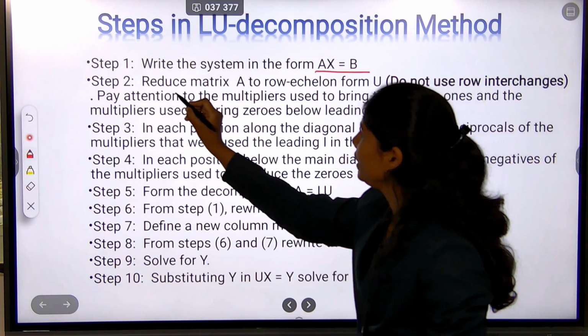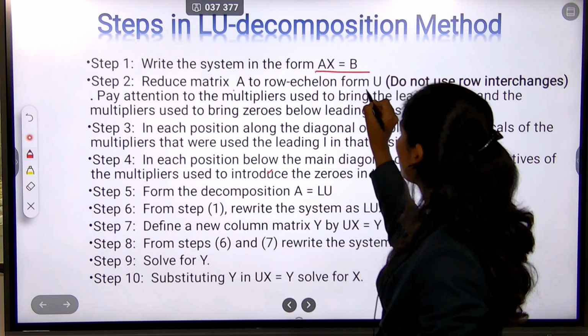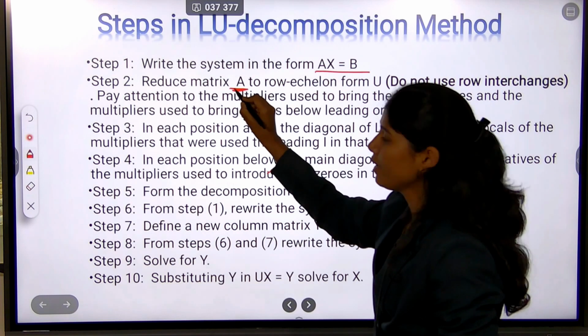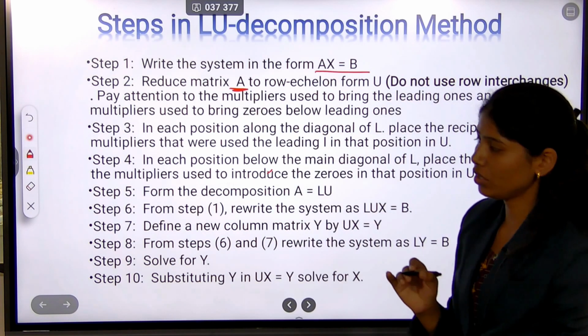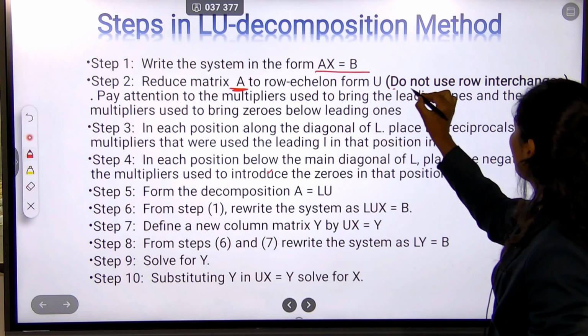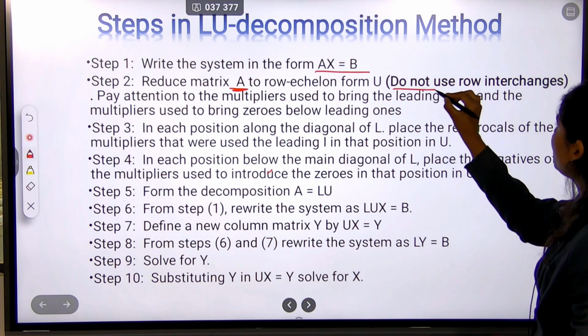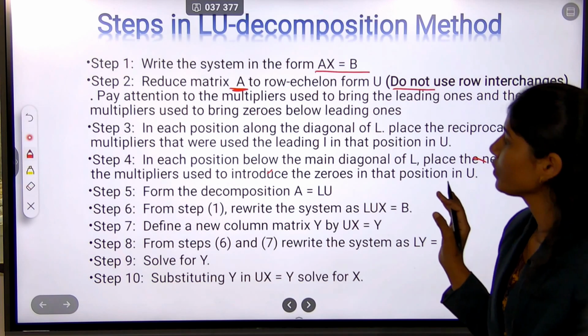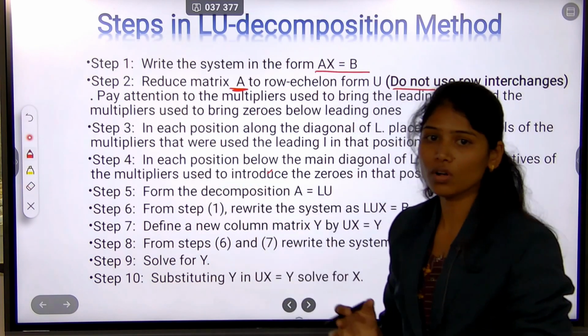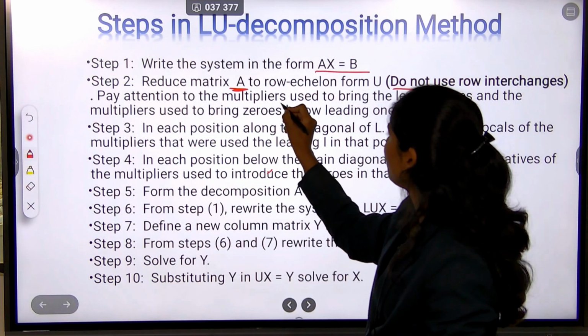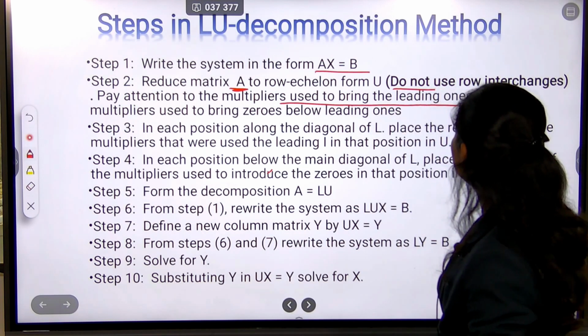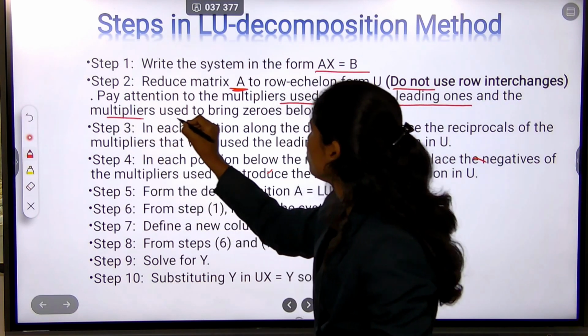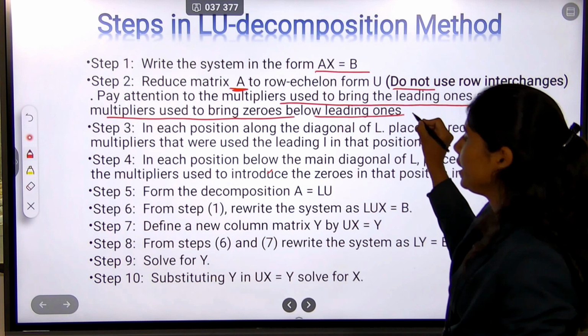After that, reduce matrix A to row echelon form. Reduce only matrix A to row echelon form. But there is one more condition: do not use row interchanges. And also we have to pay attention to the multipliers used to bring the leading ones and the multipliers used to bring zeros below the leading one.